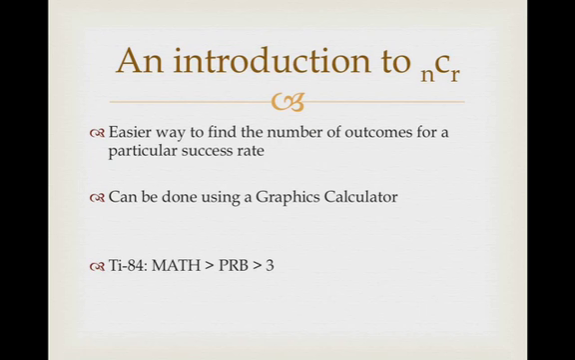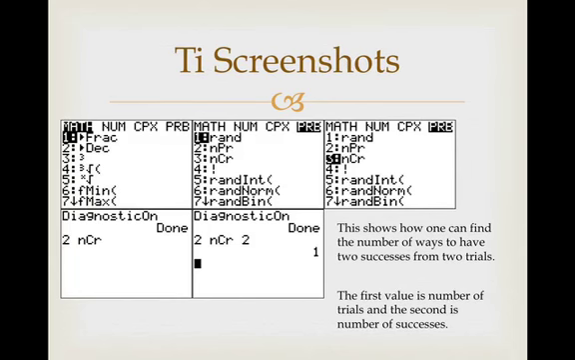So now let's have a look at some calculator functions, so nCr. And with nCr, it's an easy way to find the number of outcomes for a particular success rate. And it can be done using a graphics calculator, which is good. So on the TI-84, you want to go into the Math menu, go across to Probability by pressing the right arrow key a couple of times, and then select the third option. As you can see, it is shown on the screens here, and it shows you the number of ways one can actually have 2 successes from 2 trials, so it's 2 nCr 2, and as you can see it's one way.